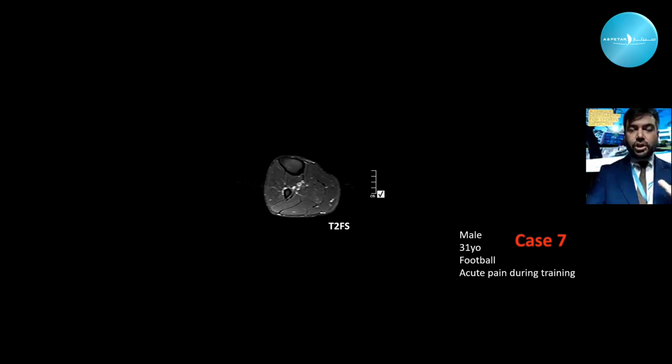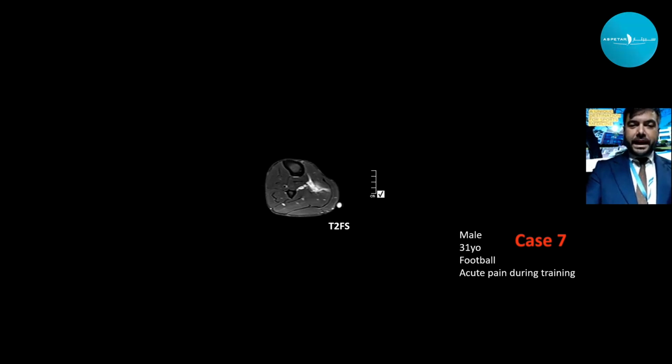So let's continue seeing different cases of muscle strain of the calf, so you can understand how radiologists identify the injuries and describe the location. So this case is a 31-year-old male football player with acute pain during training. So we clearly see increased signal intensity. Okay, here, this is the soleus muscle.